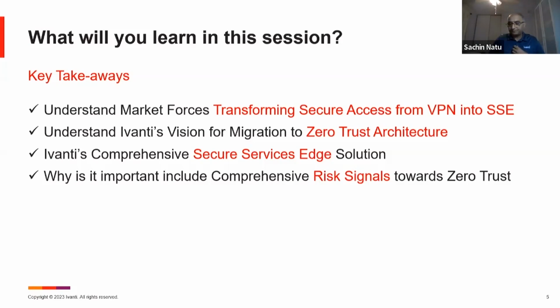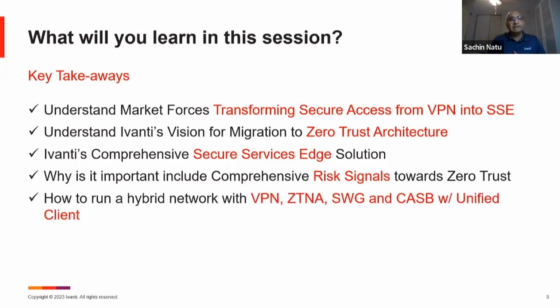And last but not the least, how do we run a hybrid network that includes the existing VPN, but while you have that existing VPN, at your own speed and at your own time, how do you migrate into the ZTNA, SWG, and CASB, all with a unified client? And we will do a lot of this. I will show you the real demo.